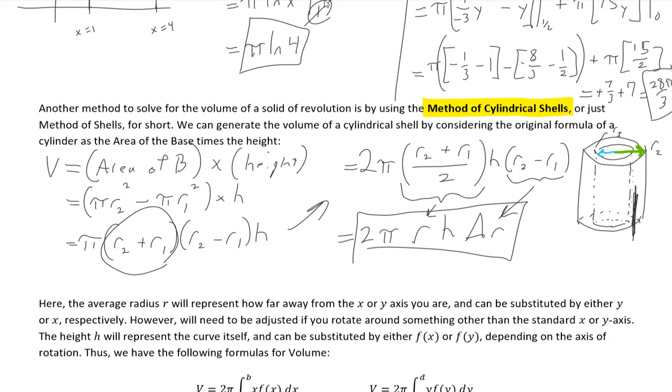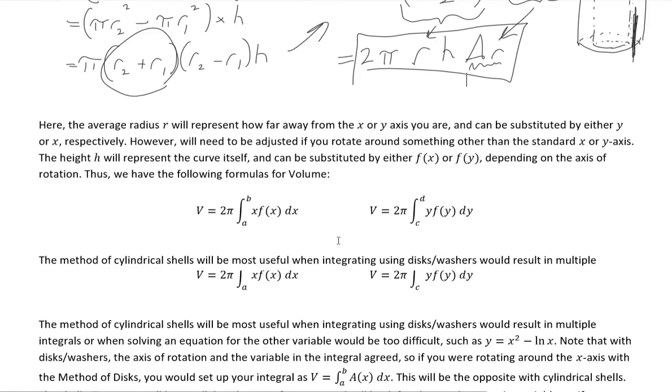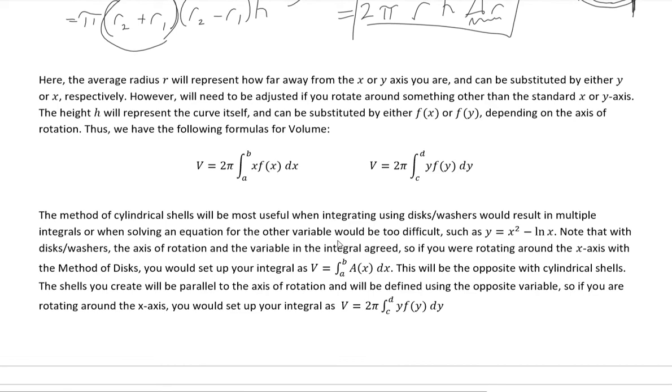If I try to make a limit of this as the delta R, or how thick each cylindrical shell is, or if you want to say n of how many cylindrical shells I create, then I can create the limit of this as delta R goes to 0 or as n goes to infinity, and I can create the following formulas for volume. I create volume as the integral of 2 pi from a to b of x times f of x dx, or the integral of 2 pi from c to d of y times f of y dy.